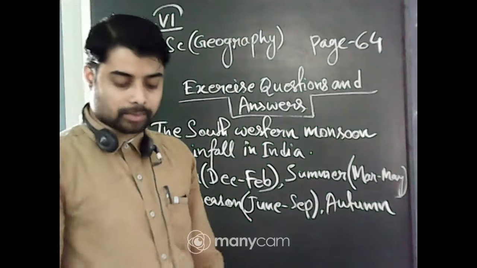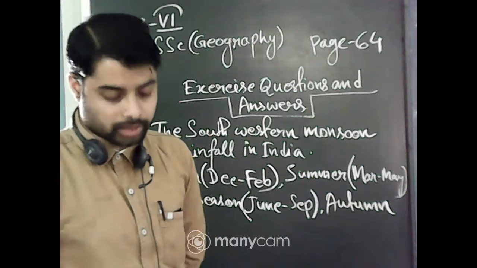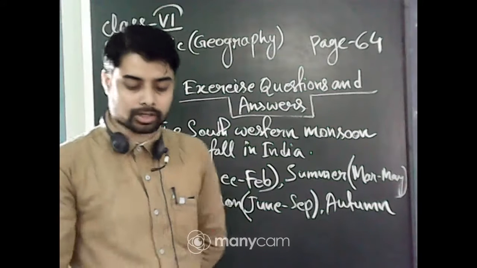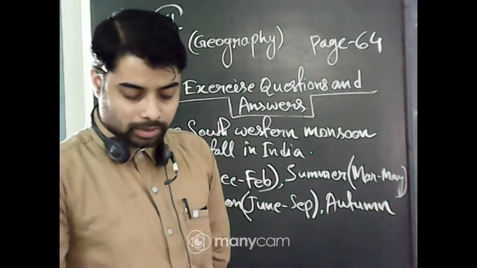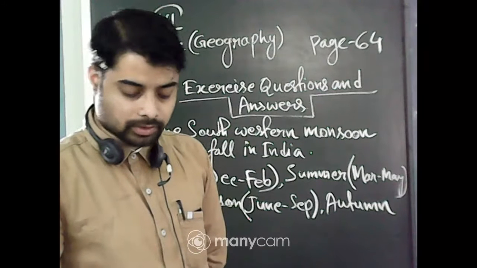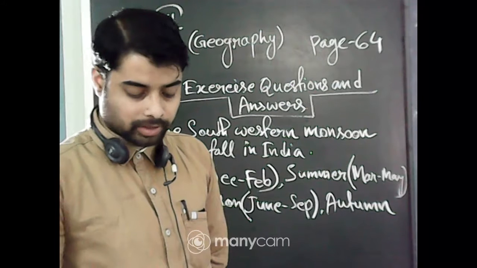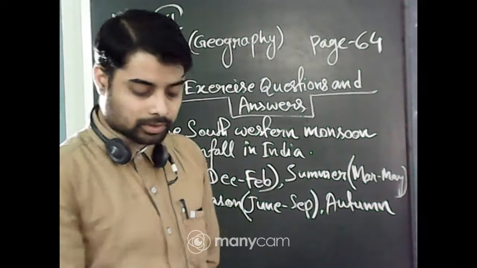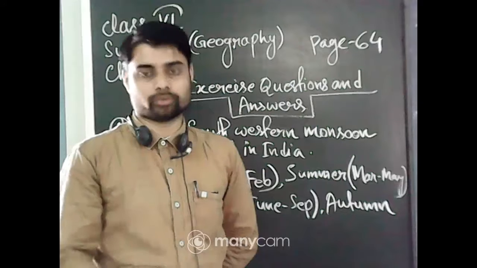Next one, it is, name the different types of vegetation found in India. It is also out of syllabus. Number E, what is the difference between evergreen forest and deciduous forest? This is also not included. And number F, why are tropical rainforests called evergreen forests? This is also from the forest region, so this is also not included in your syllabus.